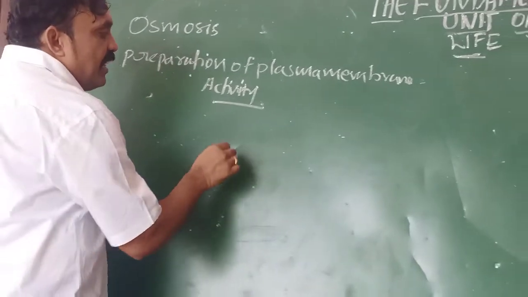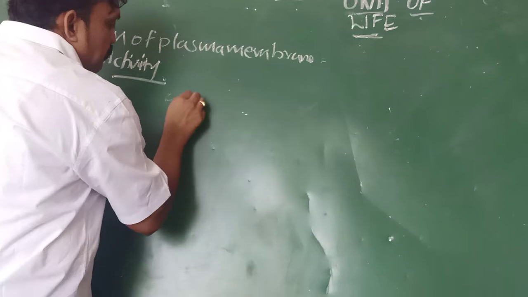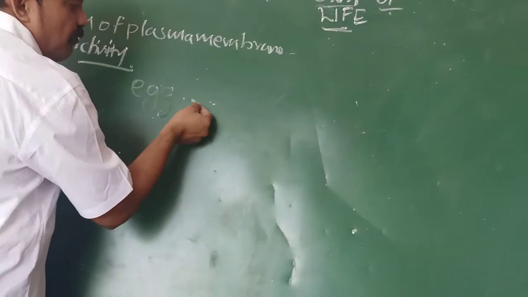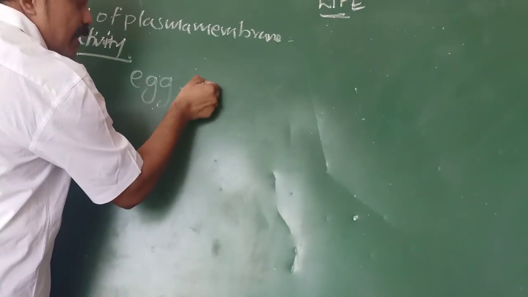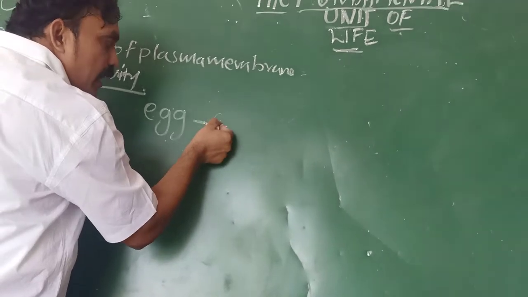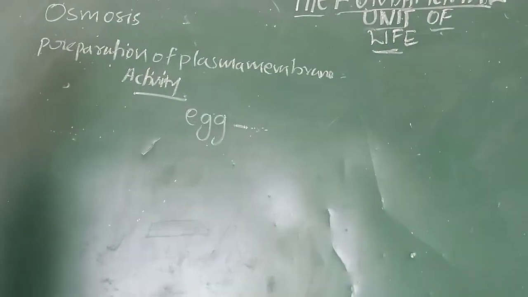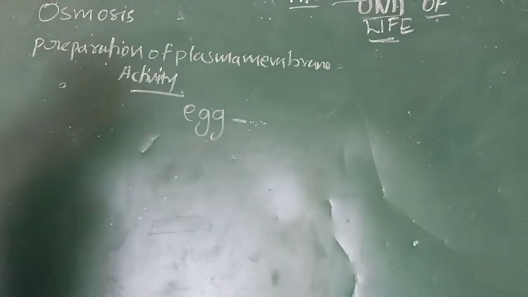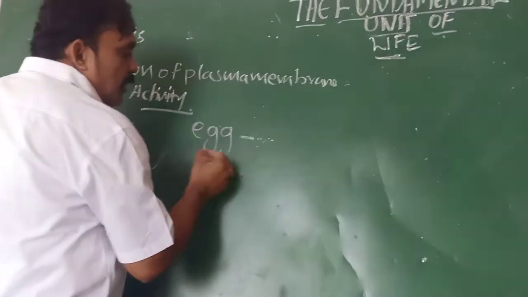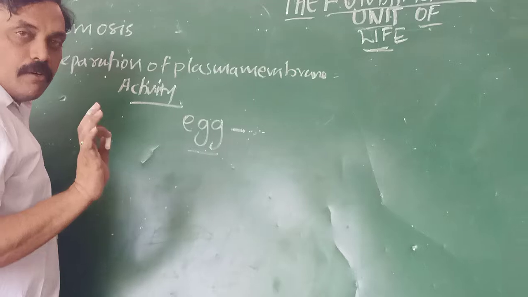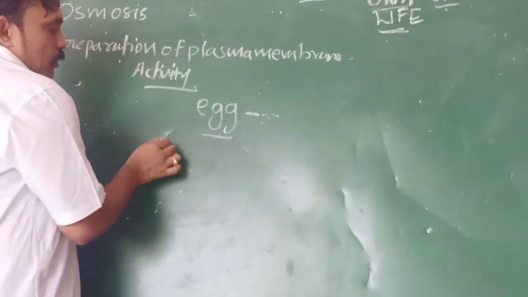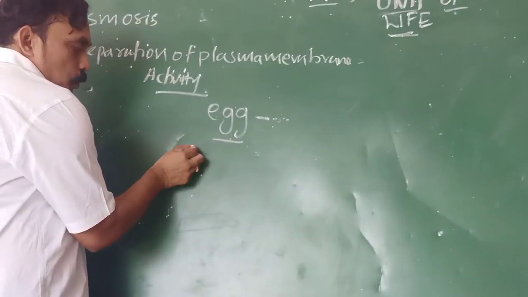But a fertilized egg, we are eating eggs. Egg is what? Fertilized. That is nothing but what we can call a zygote. Zygote is what? A cell. Okay. In this activity, it is simple. You have to do it in your lab. Take one or two eggs. You have to take 2 eggs.